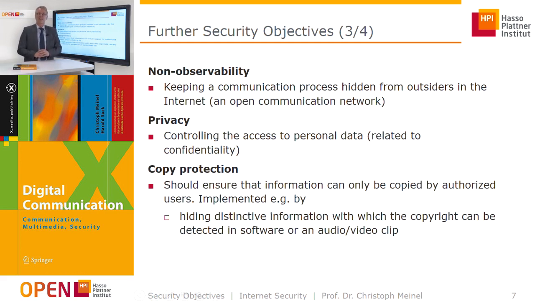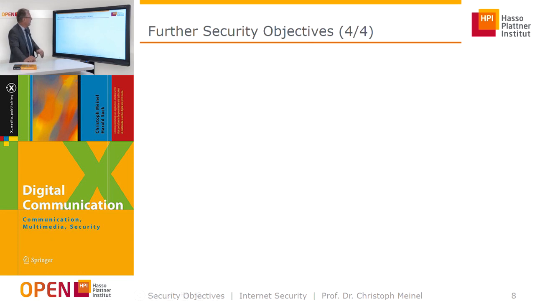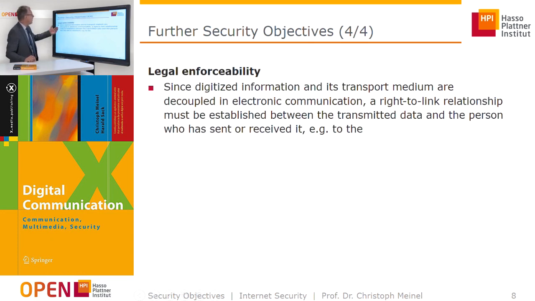Copy protection is another security objective. Copy protection should ensure that information can only be copied by authorized users, for example, those that have paid for it. And copy protection is implemented, for example, by hiding distinctive information with which the copyright can be detected in software or in an audio or video clip. There are more security objectives, for example, legal enforcement.